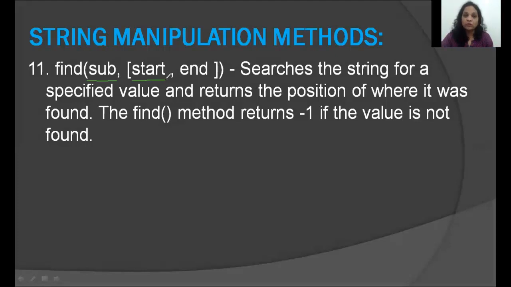This talks about from which index location you want to search. And this talks about at which index location minus 1 you want to stop. So I'm searching for a substring in a particular string from this location to this location. Can you see a square bracket here? The square bracket only implies, you will not be putting the square bracket, it only implies that this is optional. You don't have to write the start and the end.